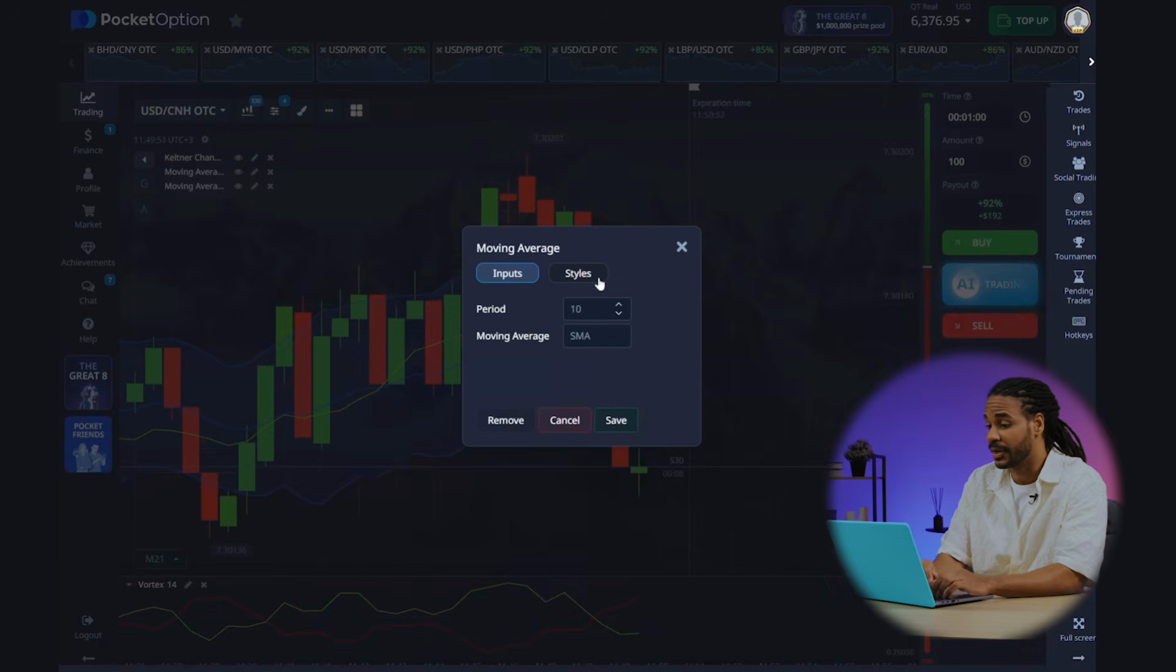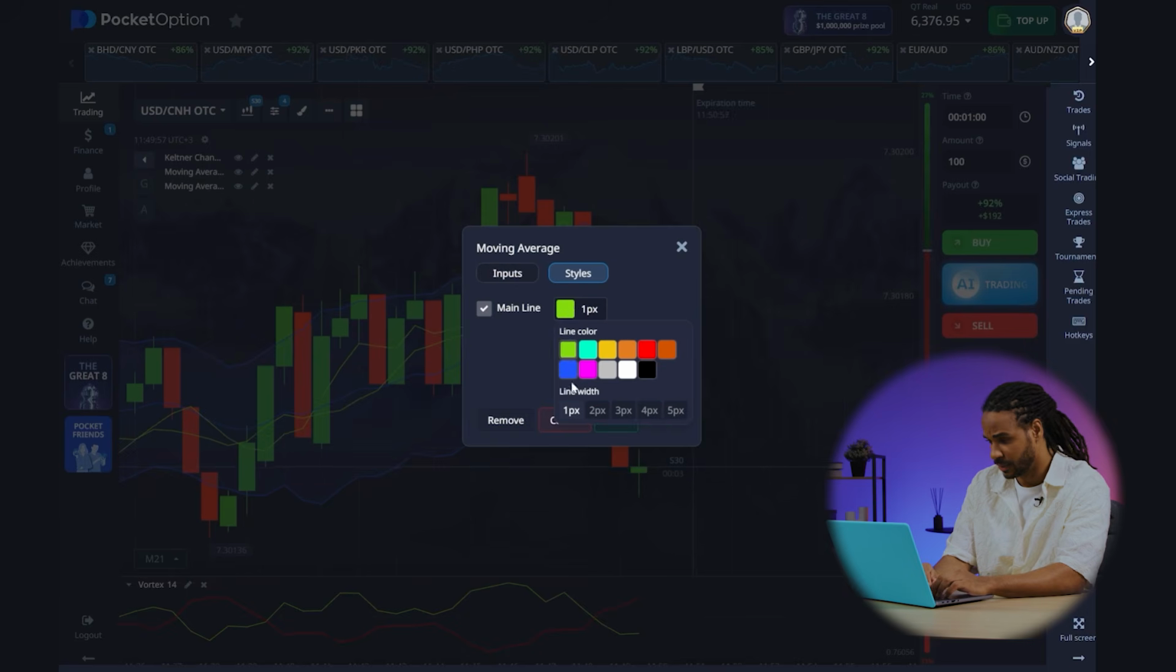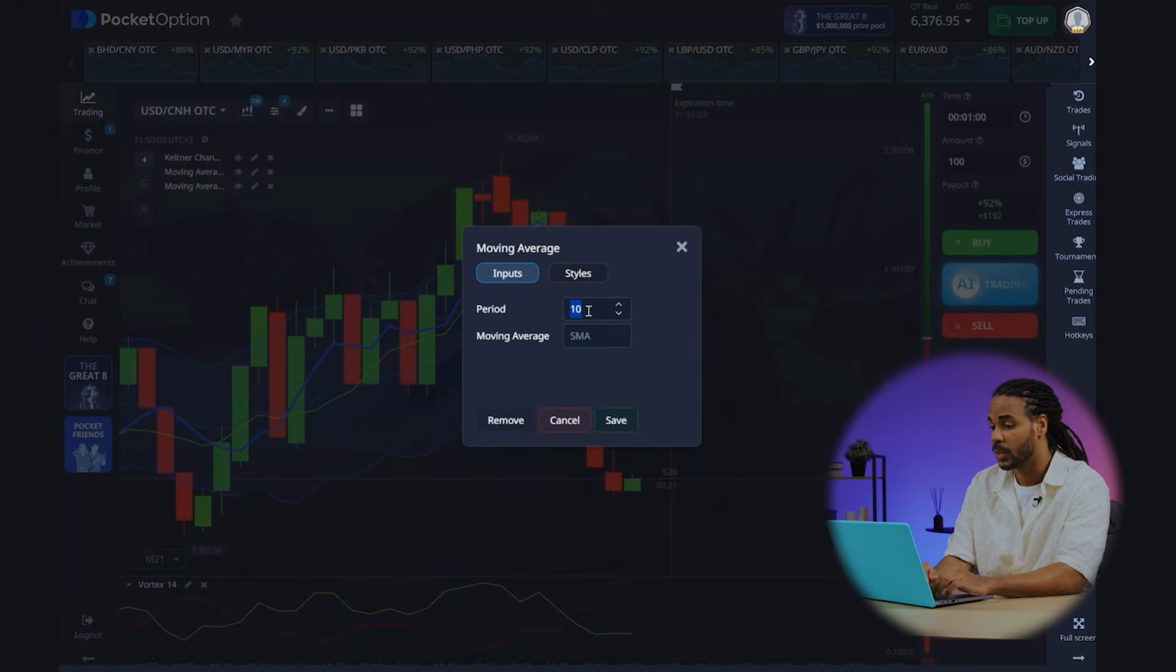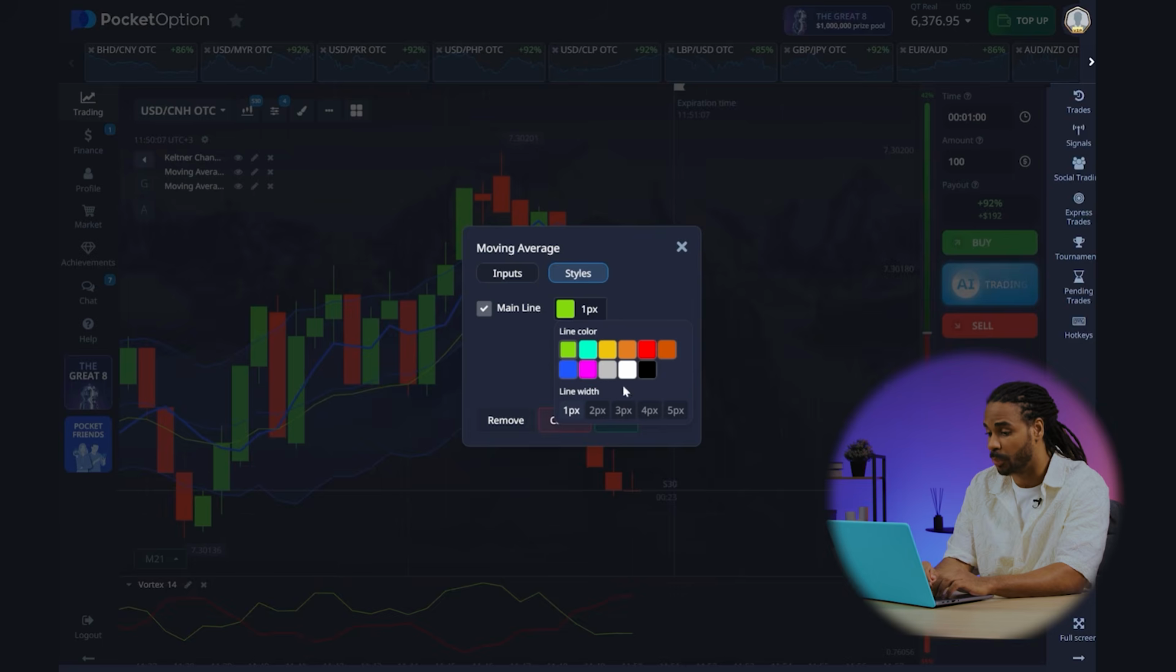First, we configure the moving averages. For the first one, we set the period to 6, change the line color to blue, make it a little bolder, and then click Save. For the second SMA, we set the period to 14, make the line more red and bold, then click Save.